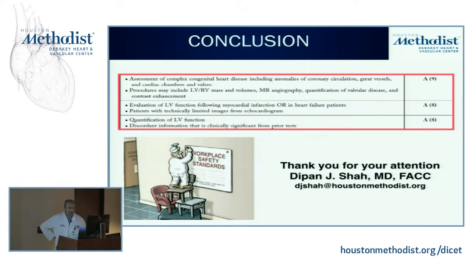And then lastly, when there's a discordance, when, for example, by nuclear you've got an EF of X, but by echo you've got an EF of Y, then there may be a role for CMR to try to help discriminate between the two. So let me stop here, and then let me have Sumin take over to talk about CT, and then we'll wrap up with some questions at the end.